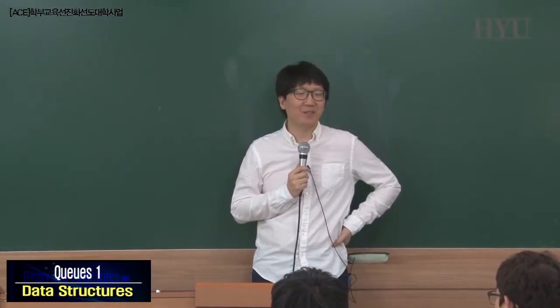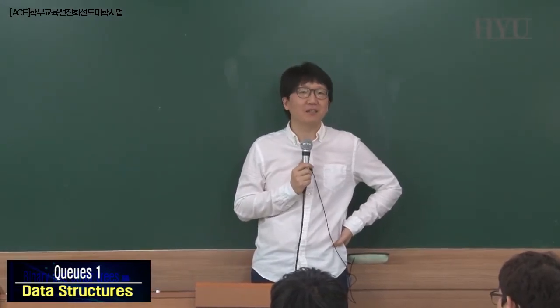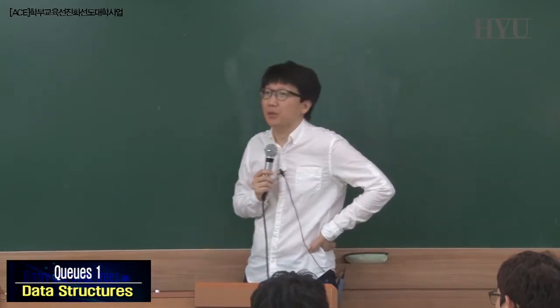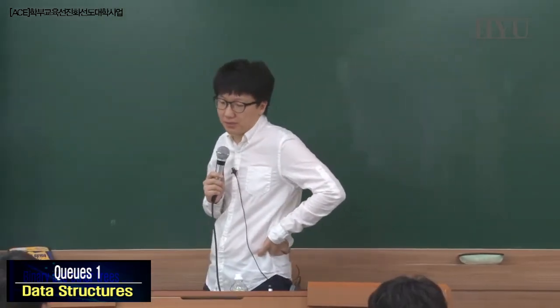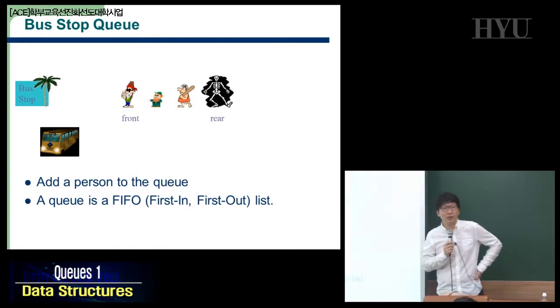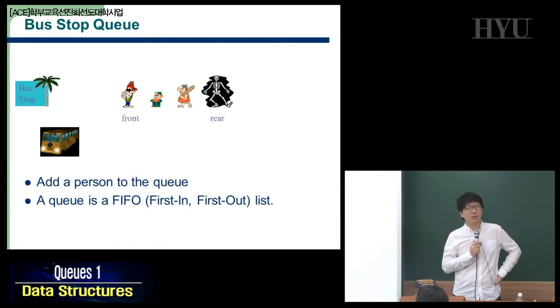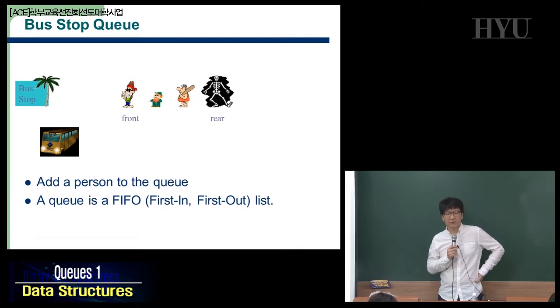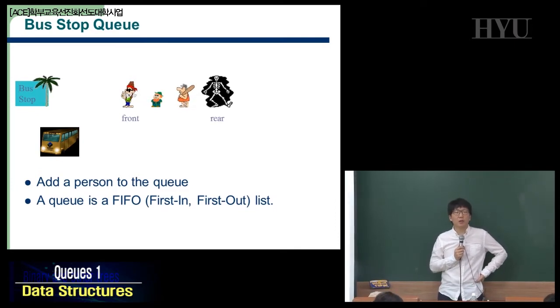So which one to take out first? The easy term is last in, first out. First in, first out is for the queue. So it's basically lining up, and where to add in and where to take out, we're going to call that front and rear in a queue. In the case of a stack, it was top and bottom, right?